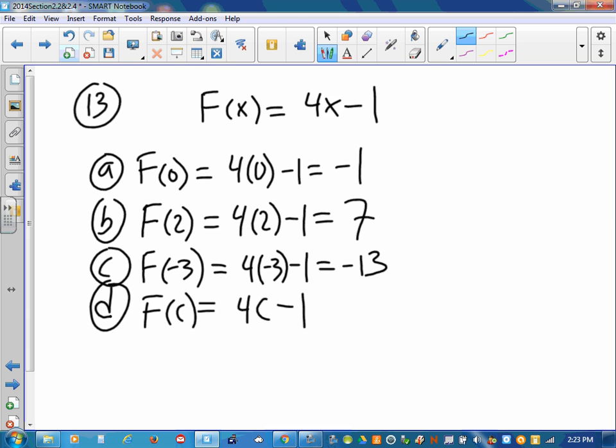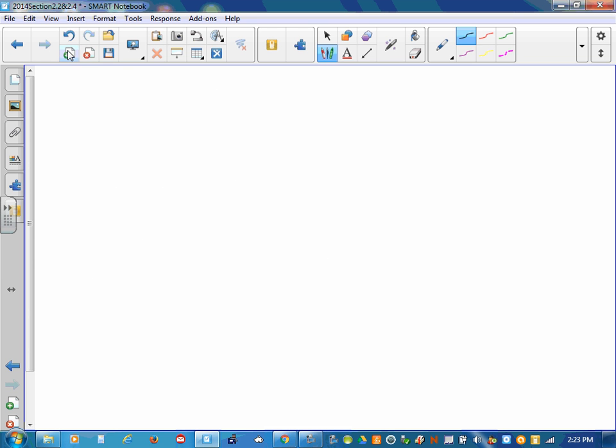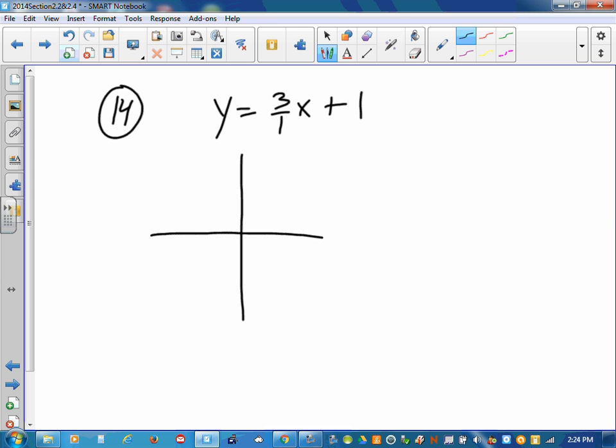So we got to graph these. Number 14. I do not have the graph set up yet, so we'll have to use our imagination a little bit. Y is equal to 3 over 1x plus 1. So you start on the y-intercept of 1, and then you go up 3 over 1. Up 3 over 1. So that makes a straight line. So that's pretty straightforward. Up 1, and then you follow the slope. Up 3 over 1, up 3 over 1.